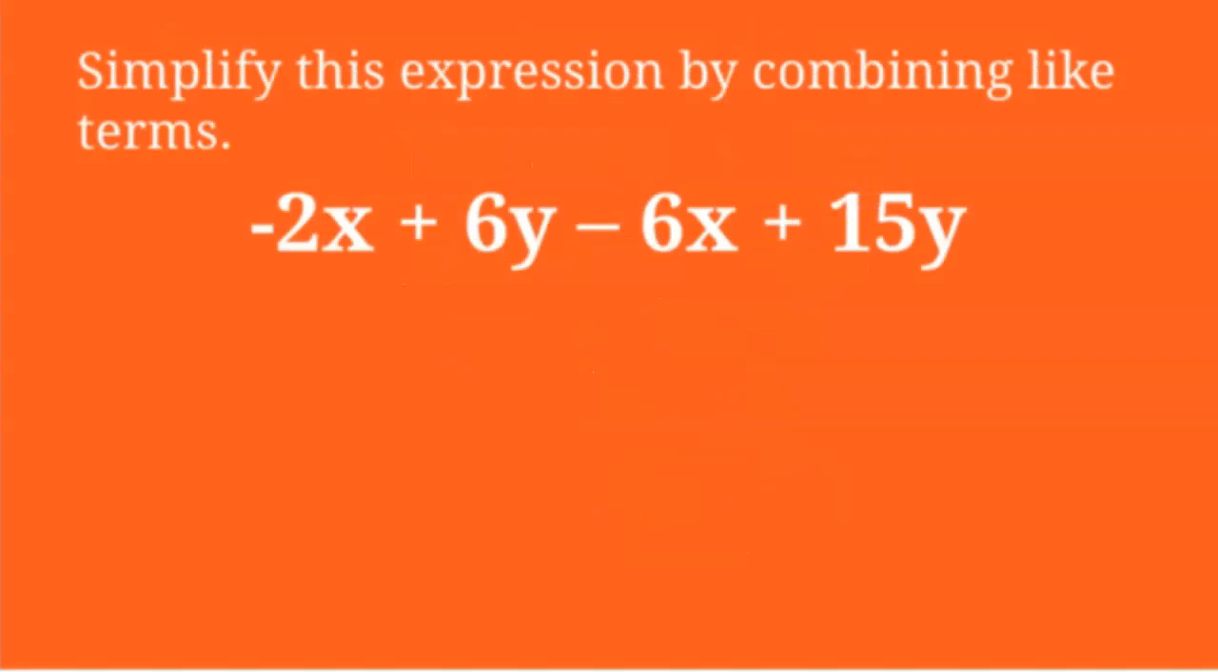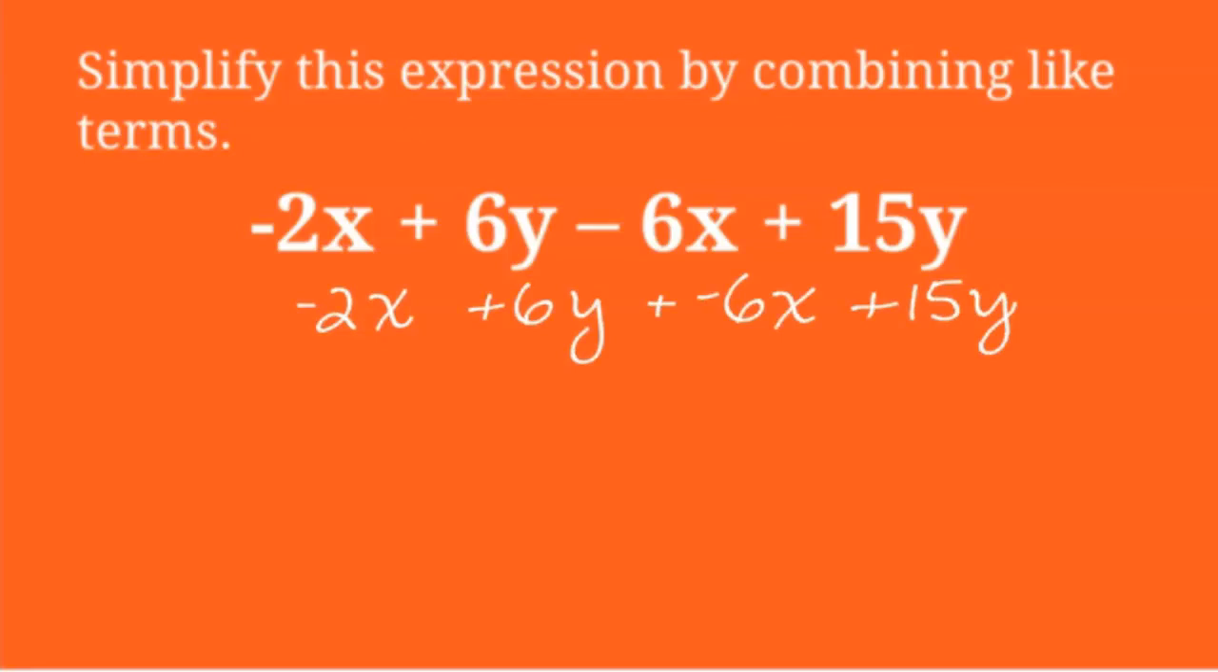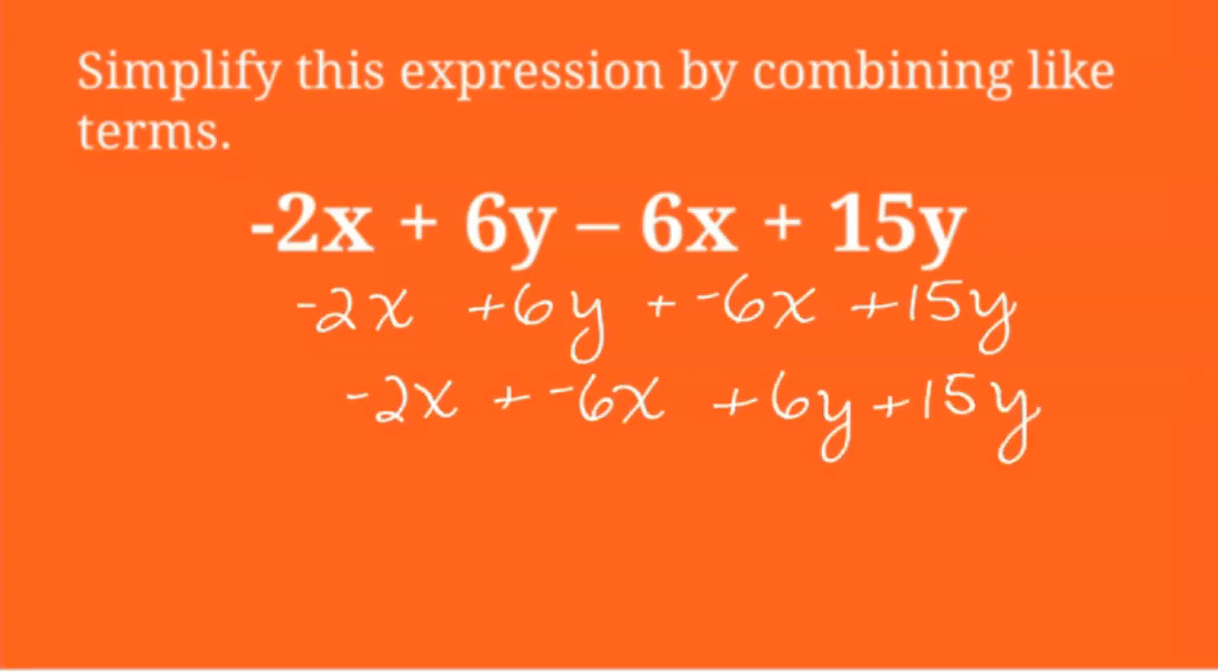Let's try one with both x's and y's. So again, I'm going to rewrite this so when I see a minus sign, I'm going to change that to adding the opposite. Secondly, I think I'm going to reorder this so my x's are together and then my y's are together. Lastly, I'm going to combine my like terms. I'm going to put my x's with my x's and my y's with my y's. And I'm going to have negative 8x plus 21y.